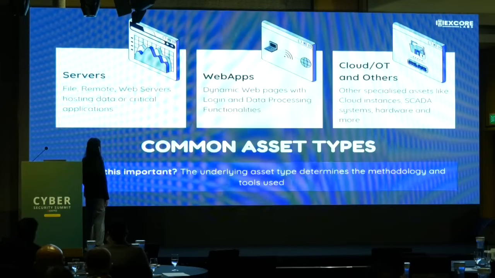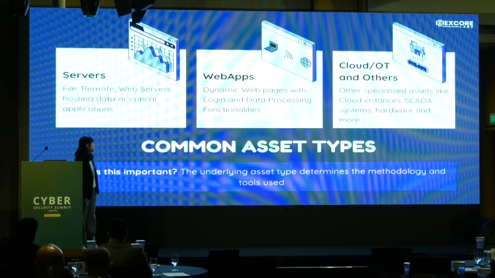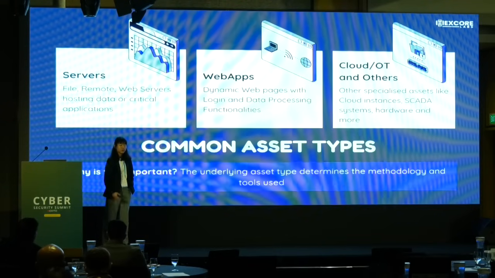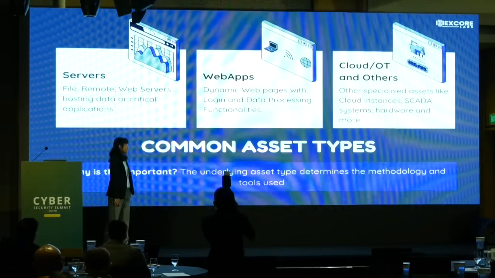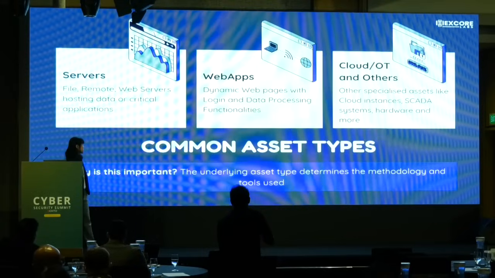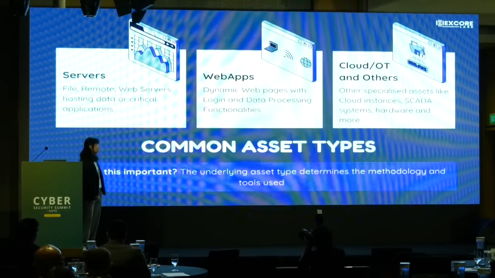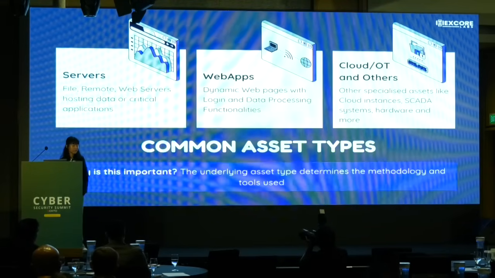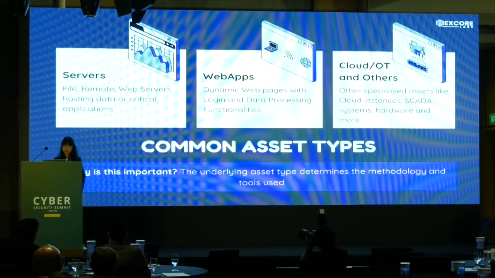So this can be your remote servers or web servers that are hosting some service remotely. We also have web applications. So these are your web pages, your WordPress, your CMS systems that are hosted on these servers. And then lastly, you have other specialized asset types like your cloud services, your OT systems, like your SCADA systems, and even more hardware IoT devices. So depending on what your target is running, the ethical hacking process and the tools you use is going to change slightly.